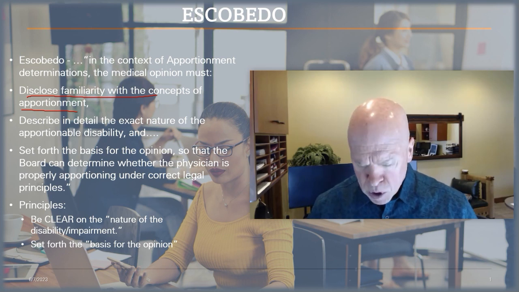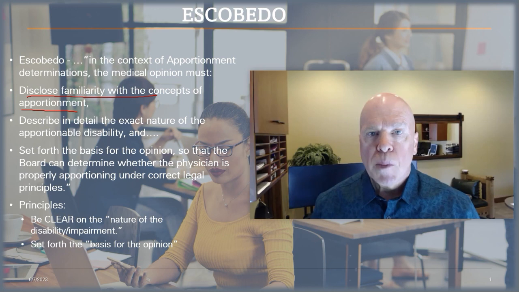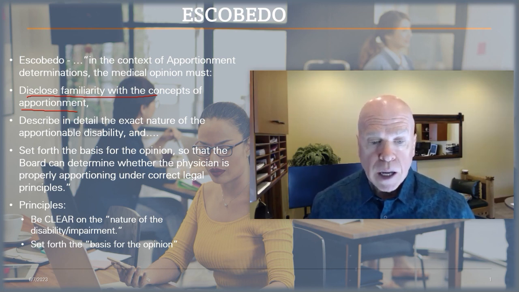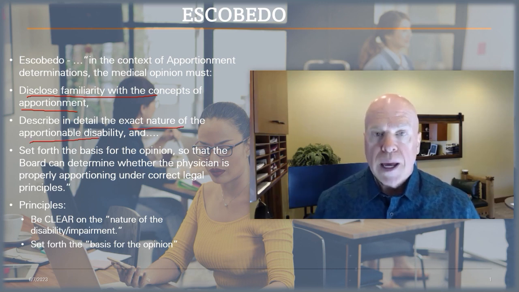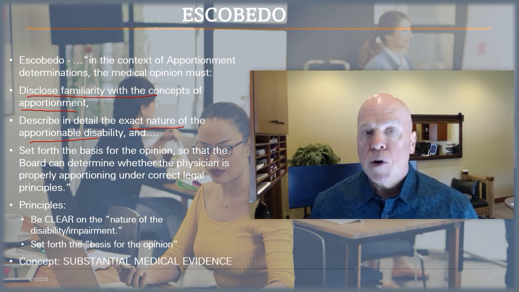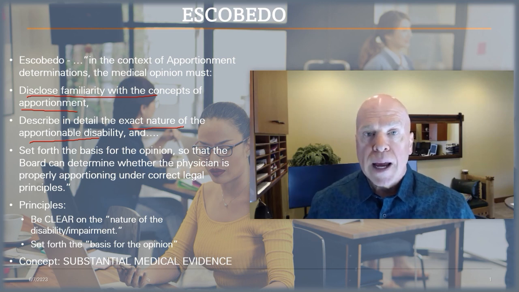So the general principles that we get from Escobedo is to, number 1, be very, very clear and explicit and exacting on the nature of the disability, of the apportionable disability, and number 2, set forth the basis of your opinion. And if you can do these things, these start to set the foundation for your opinion to qualify as substantial medical evidence.